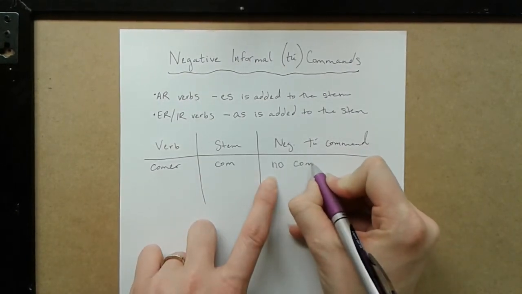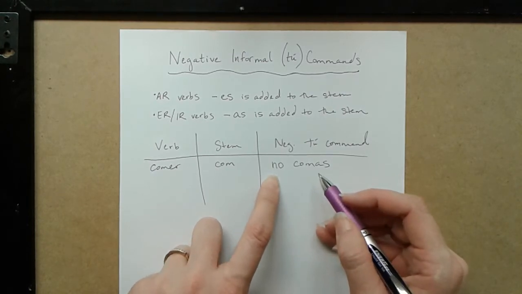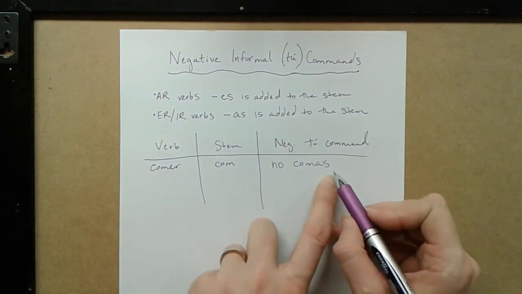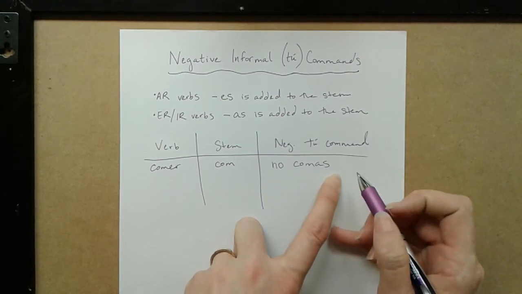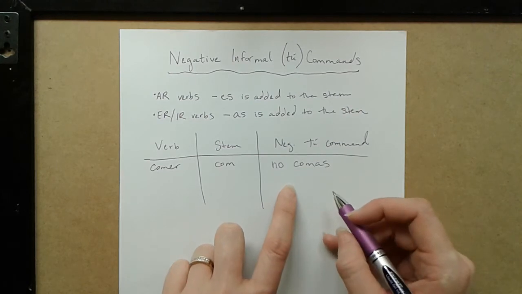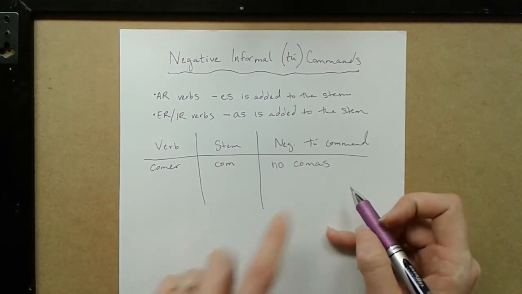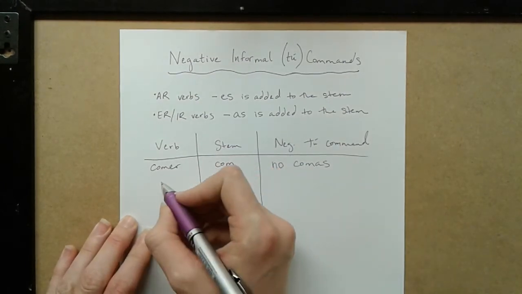No comas. Don't eat. So if you want to tell someone not to eat the chocolate, you say no comas el chocolate. Maybe your little sister's about to eat your chocolate, so that's why you want to tell her not to. No comas el chocolate. All right, let's do another one.